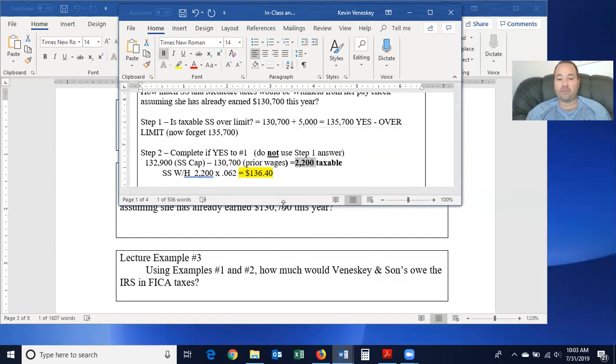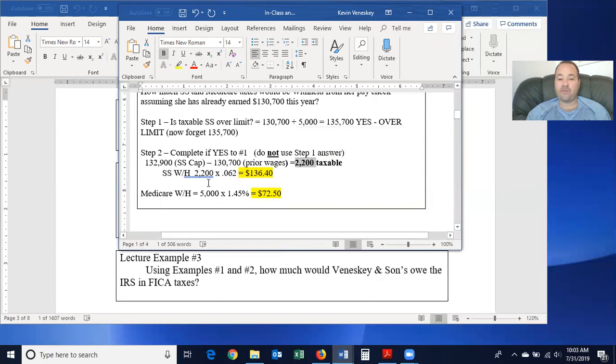Now for Medicare, there is no cap, so the full $5,000 is taxed. That's how you handle a situation with Social Security and hitting the cap.